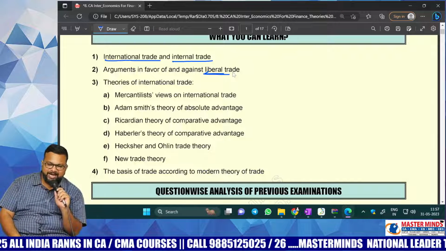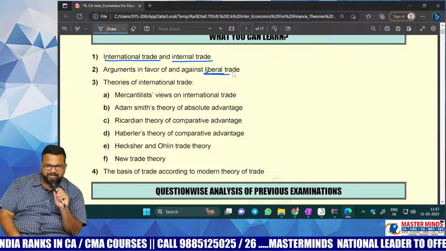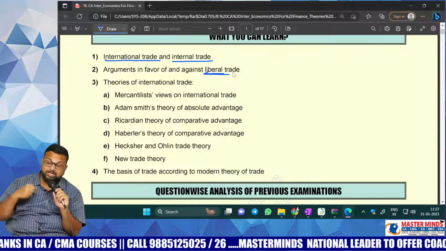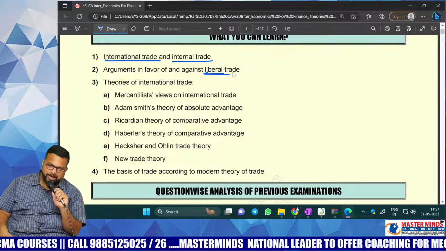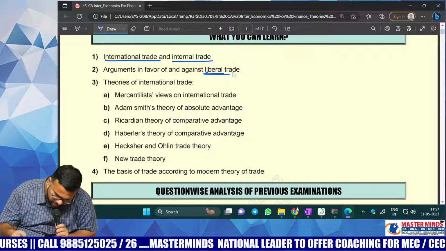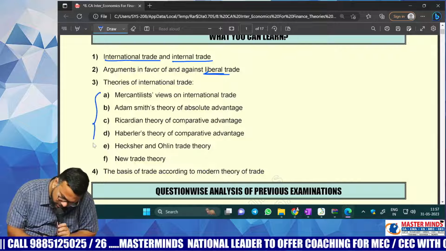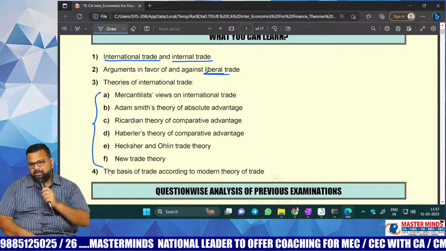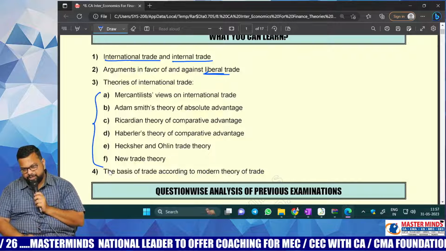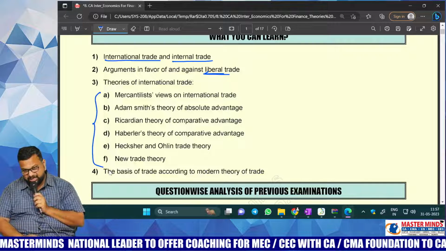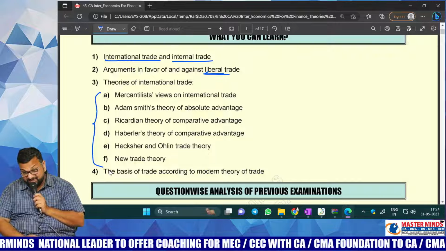So why international trade is beneficial than internal trade? This was explained by different economists using different theories. Altogether we have 6 theories. With the help of these 6 theories, economists try to explain why international trade is better than internal trade or domestic trade.